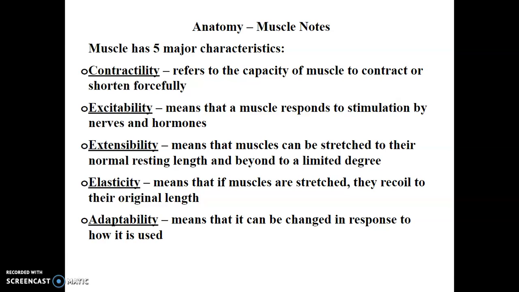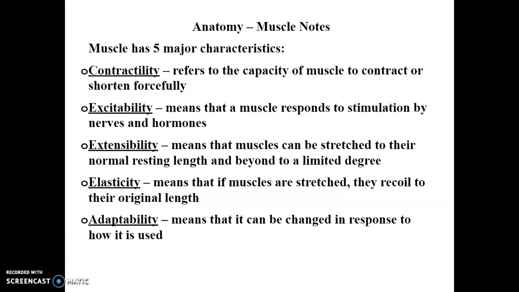Extensibility means that muscles can be stretched beyond their normal resting length to a limited degree. Sometimes people think, oh, flexibility, and it is kind of like that. Your muscles can be stretched beyond how they're normally resting. When they're not being contracted, as we saw when making that bicep, they're resting. They're stretched out, they're elongated, if you were able to look at it without the skin in the way. And then you can also stretch them out to a greater degree. This is why some people are able to do the splits. With this extensibility, they're able to stretch their muscles beyond the capacity that they normally find themselves in.